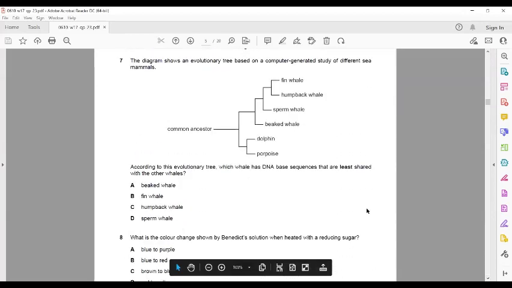Question number 7. The diagram shows an evolutionary tree based on a computer-generated study of different sea mammals. As you can see, yeah? According to this evolutionary tree, which whale has DNA-based sequences that are least shared with the other whales?